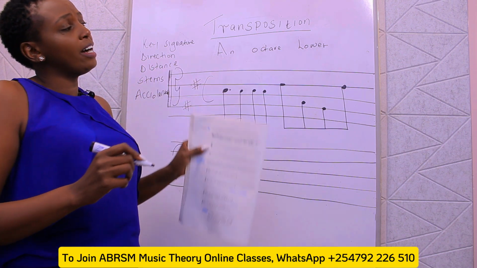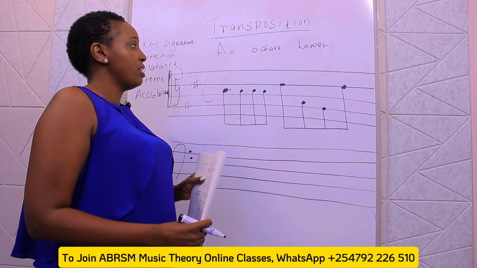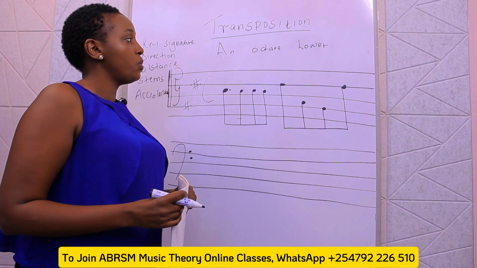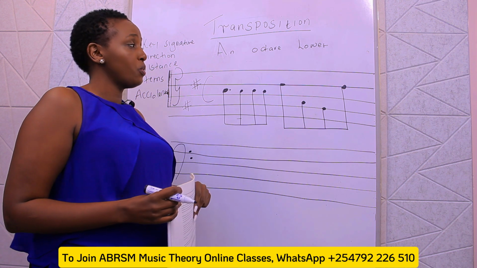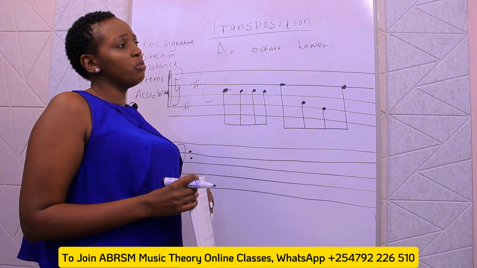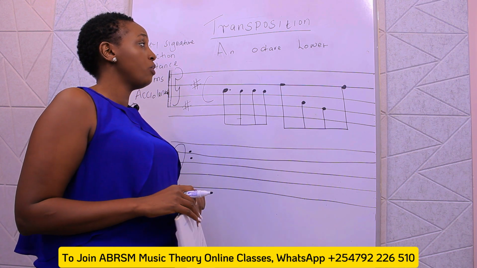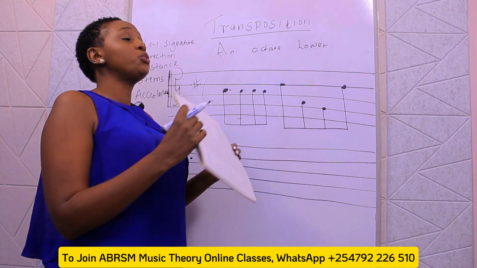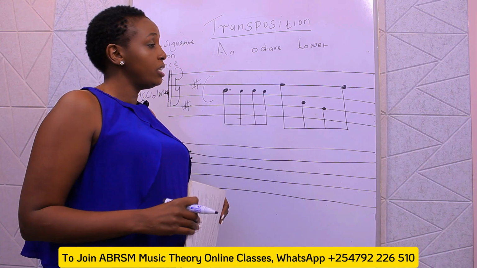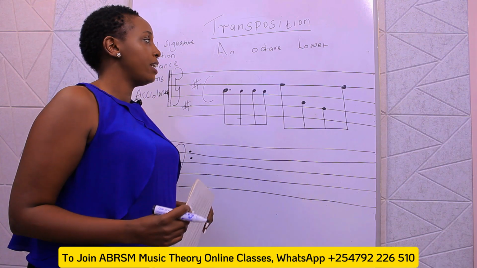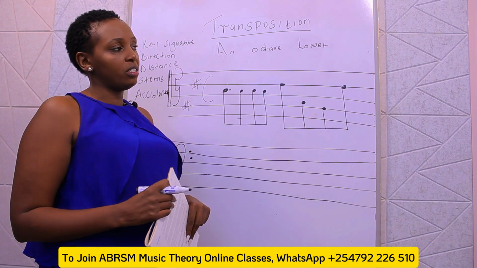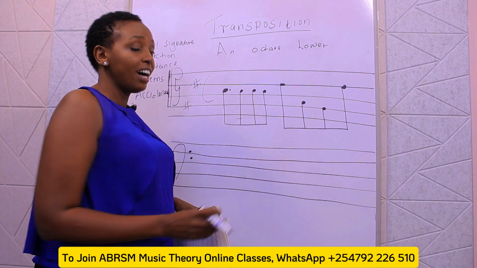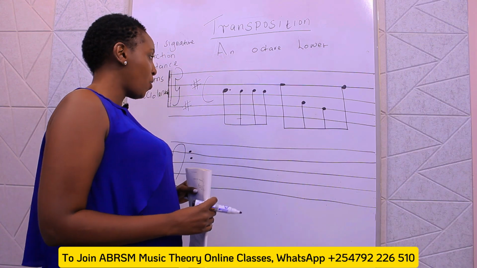Great. So when we are transposing an octave, we know very well that we are not changing the key at all. We are working with the same key. What is an octave? An octave is when you're moving from one note to the other of the same name, whether you're moving higher or lower. If I move from A to the next A, or from D to the next D, then I will have moved an octave, whether I'm moving higher or lower. But this time round, you have been asked to move an octave lower.